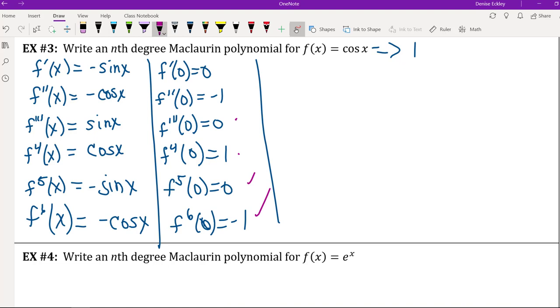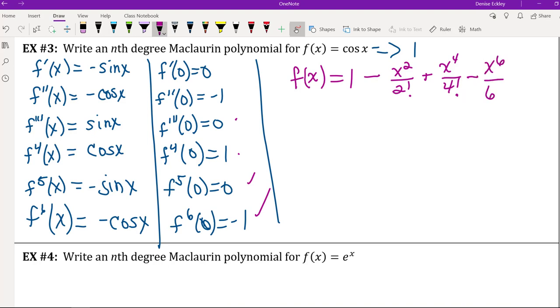Okay, and then our Maclaurin polynomial will look like this. We have our x of 0, which is 1, and then our first term is 0. Then the second term will be minus, and we have 1 x squared over 2 factorial. And then our third term is 0, and then our fourth term will be 1 x to the fourth over 4 factorial. Our fifth term is 0, and then our sixth term will be a minus again, x to the 6 over 6 factorial.